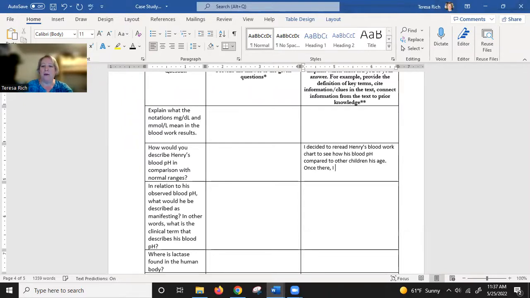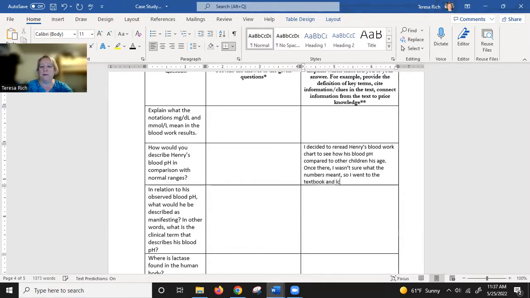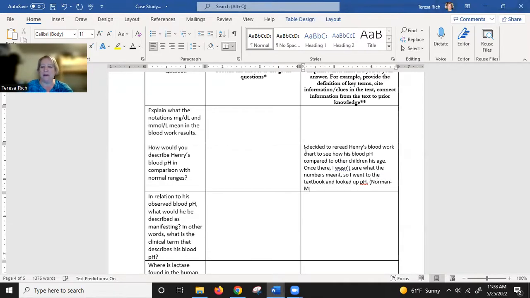Once there, I was not sure what the numbers meant. So I went, let's see, looks like I misspelled meant. So I went to the text and looked up pH, okay? And I'm going to go ahead and put where I found that. I'm going to do an in-text citation here so that I don't have to remember page 42 forever.